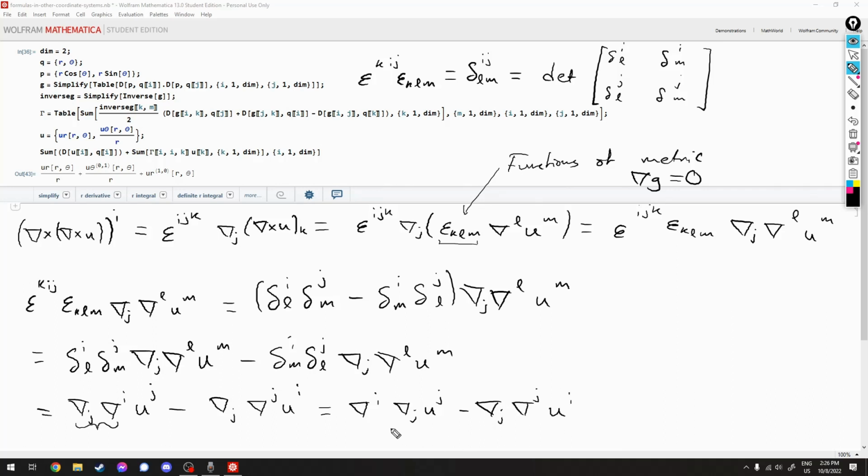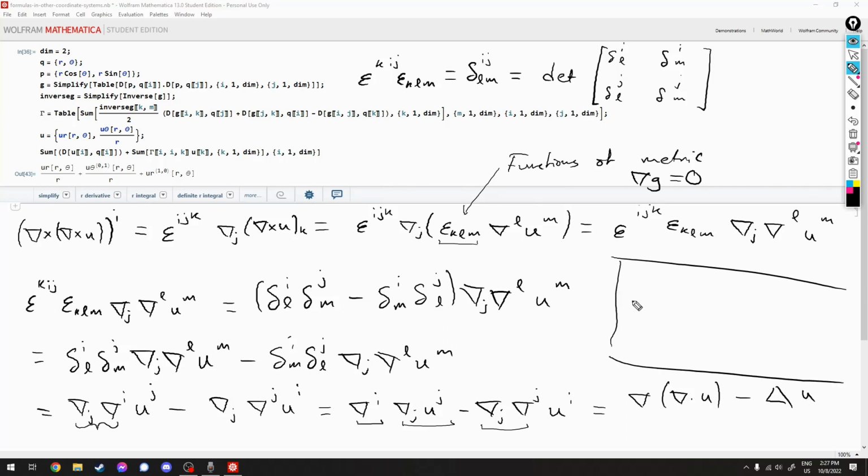From the previous slides, we recognize this thing as our vector Laplacian, this thing as our gradient, and this thing as the divergence of u. So that is indeed the gradient of the divergence of u minus the Laplacian of u. So what do we have? We have the desired formula: the curl of the curl of u equals the gradient of the divergence of u minus the Laplacian of u, in not a huge amount of calculation. Definitely shorter than if you did it the usual way.